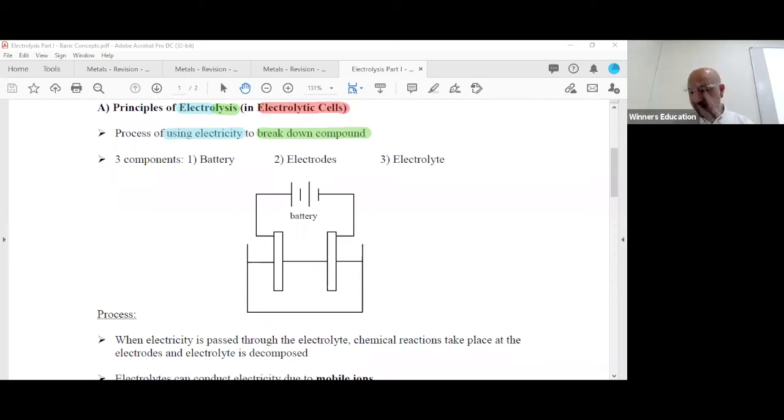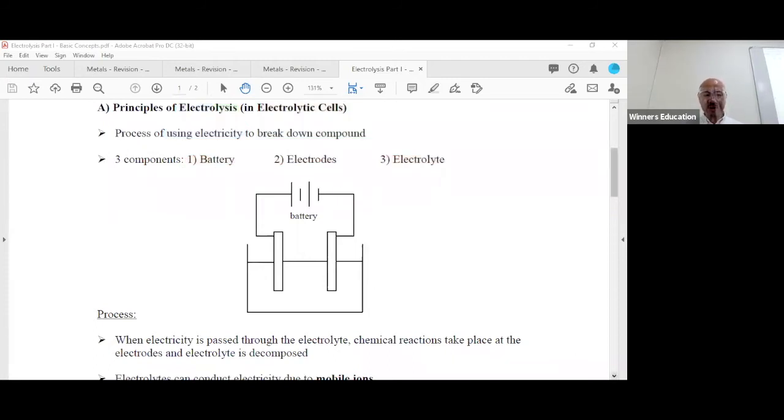There are three things you need in electrolytic cells. What are the three things? You need a battery to provide the electricity. Write this down, it can also be a power source, like a power socket. Any power source which gives out electrons, current. You need something known as electrodes, and you need something known as electrolyte. The diagram has white space because later we're going to draw things inside here.